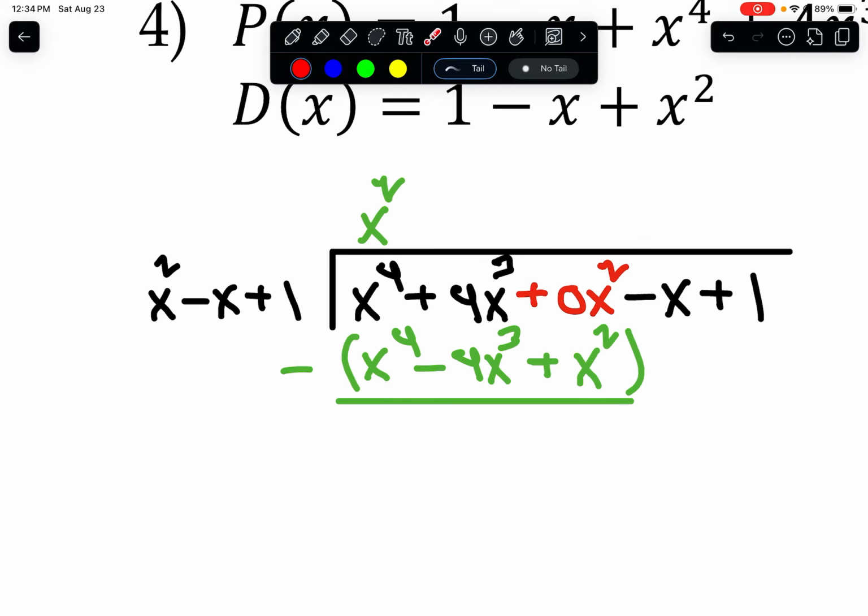So we have to be able to combine like terms. The x to the 4th terms are going to cross out. I can combine the x cubes. Oh my gosh, I messed up math again. Math is hard, y'all. I'm so sorry.